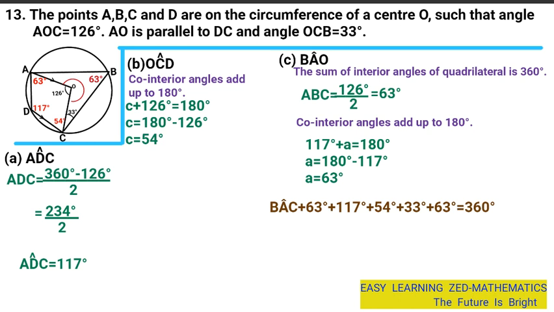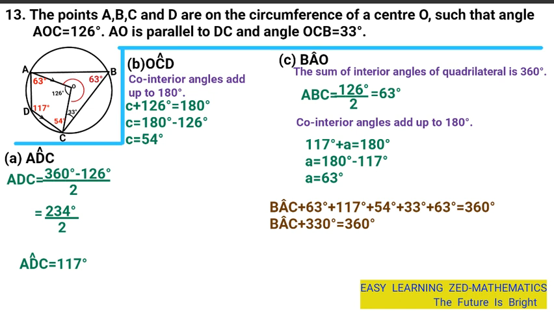Now it should be angle BAO. Please bear with me that I wrote angle BAC instead. So angle BAO plus 330 degrees is equal to 360 degrees. Where is the 330 coming from? I've added all the angles given, that is 63 plus 117 plus 54 plus 33 plus 63, which gives me 330 degrees.